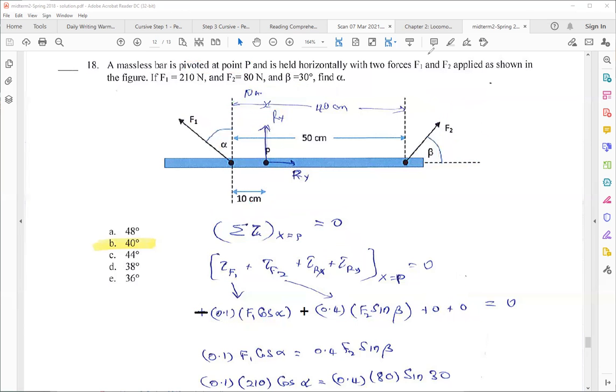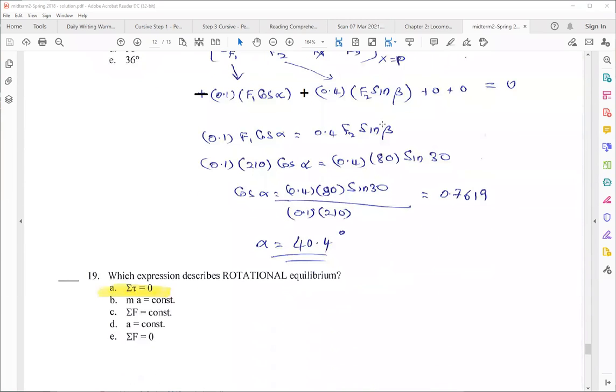So we simplify all this, and we end up with 0.1 f1 cosine alpha, 0.4 f2 sine beta. And in the end, we substitute with the numbers for the force, for the angles. Now keep in mind what I'm looking for here is the angle alpha.